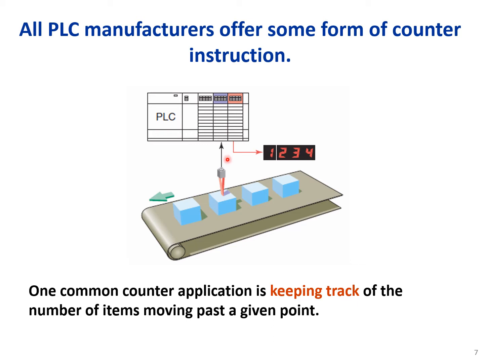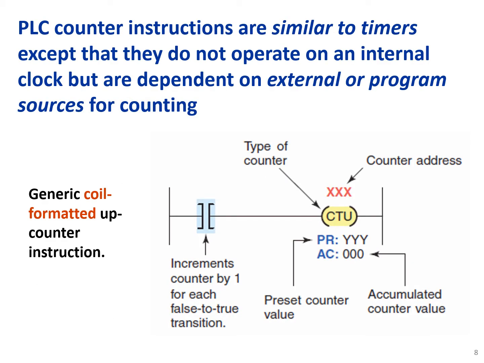So here we have a PLC and a sensor, and parts are moving on this conveyor. Okay, so we want to count the number of items passing this specific point. So we need a counter to count the number of pulses coming from the sensor. PLC counter instructions are similar to timers, except that they do not operate on an internal clock but are dependent on external or program sources for counting.